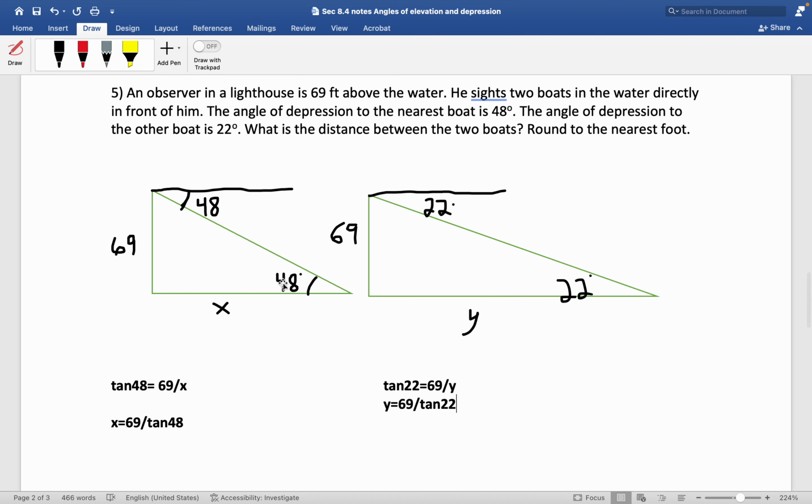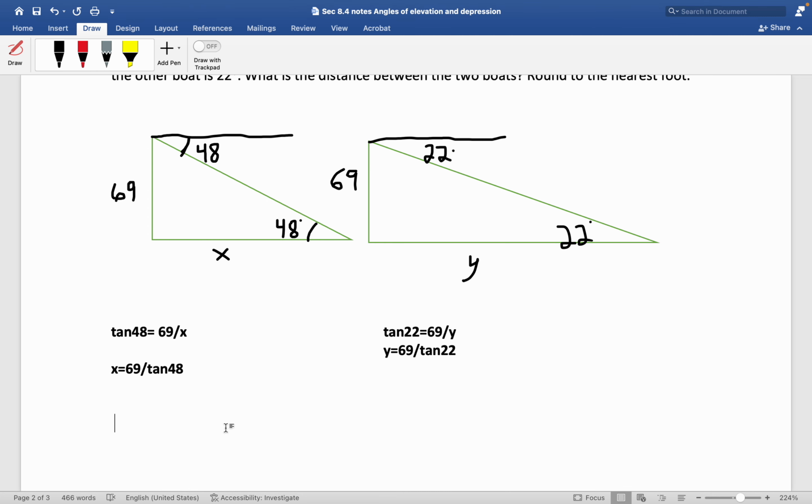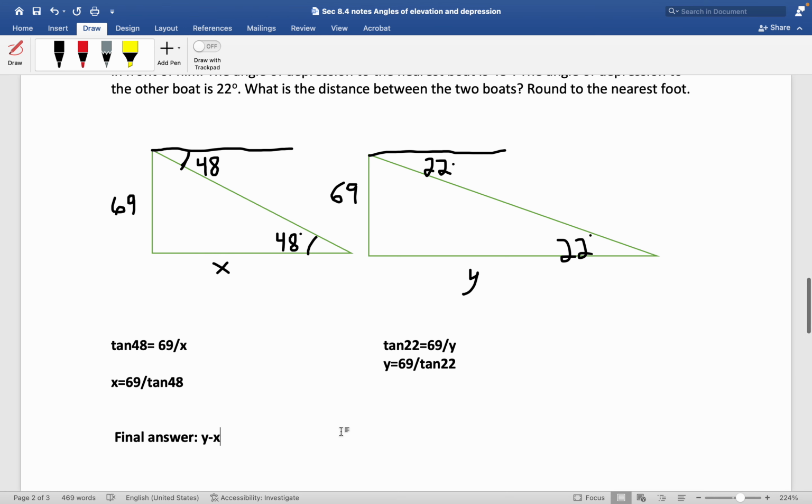Now, in the problem, they wanted us to find the distance between the 2 boats. So the last step here, and I'll leave this to you guys with the answer key, is going to be to subtract x from y. The x is closer, y is further away. So as a final step, whatever we get for y, the final answer will be y minus x. Y is going to be a longer distance, and the distance between the boats will be y minus x.